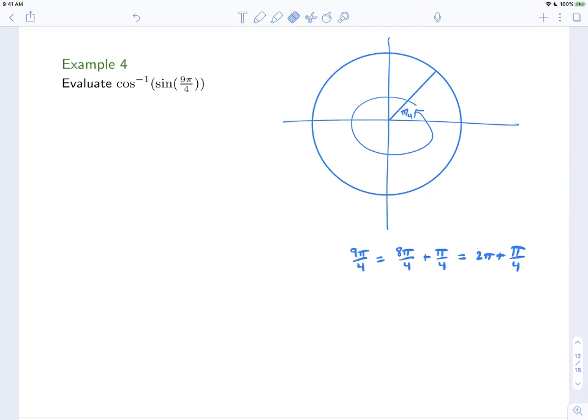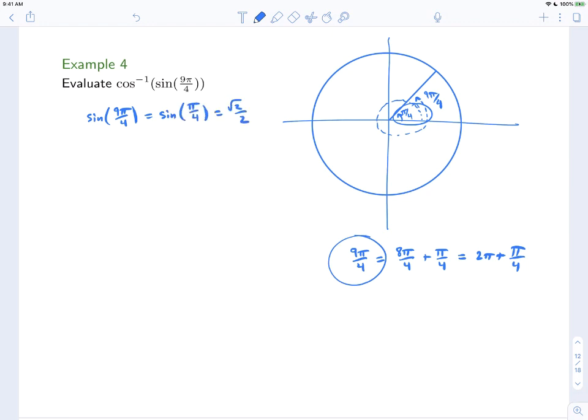Now, that's the angle we're actually looking at, pi over 4. Now, the angle in question, 9 pi over 4, is coterminal with this. That's all the way around and back, like so. That's 9 pi over 4. But that's coterminal with pi over 4, so that's our reference angle. And it's in the same quadrant, it's in the first quadrant. So we can just use pi over 4. So sine of 9 pi over 4 is equal to sine of 1 pi over 4, and that's equal to square root of 2 over 2.